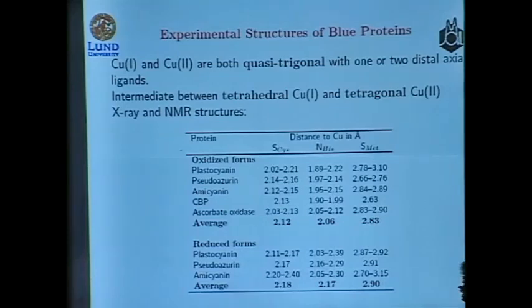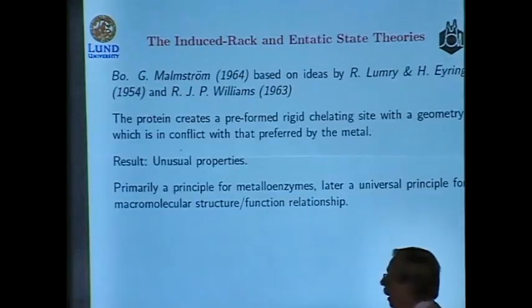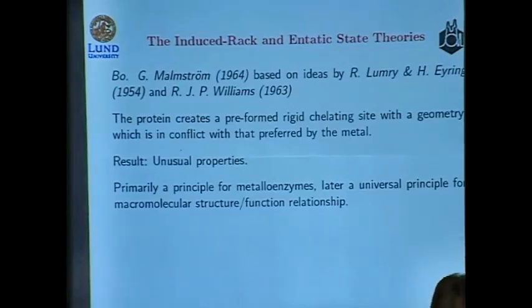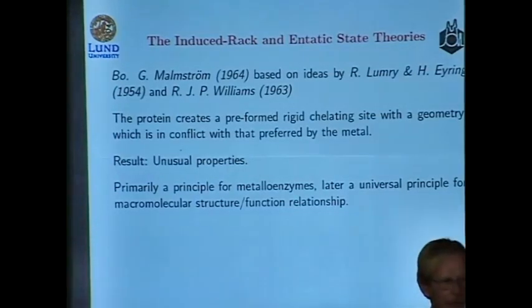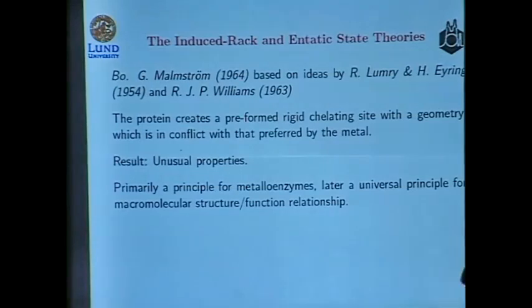So people were thinking, why is it that nature has created this structure which is so perfect for electron transfer and so unnatural for copper 2? Well, there were 2 theories. Actually, they are the same, more or less. One Swedish theory by Professor Malmström from Gothenburg, and one by Professor Williams from Oxford. The Swedish one was called the induced rack theory, and the English one the entatic state theory. And they both say that the protein creates a preformed rigid chelating site with a geometry which is in conflict with that preferred by the metals.